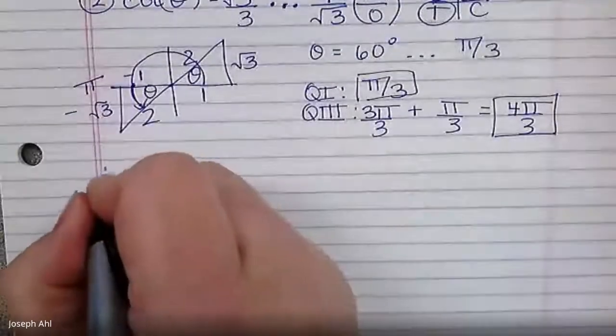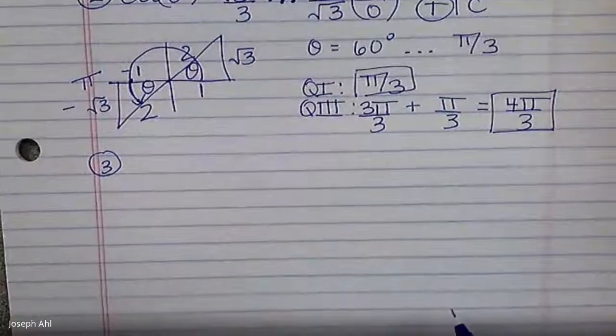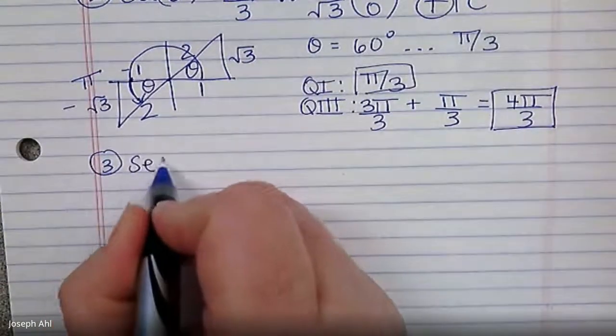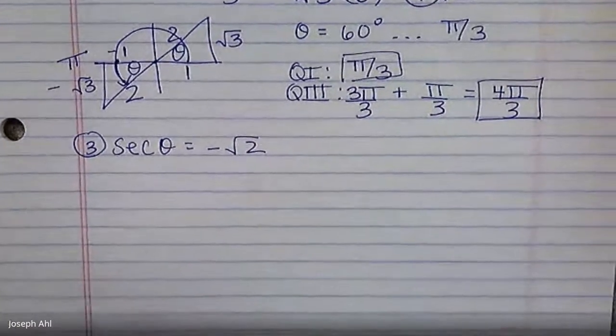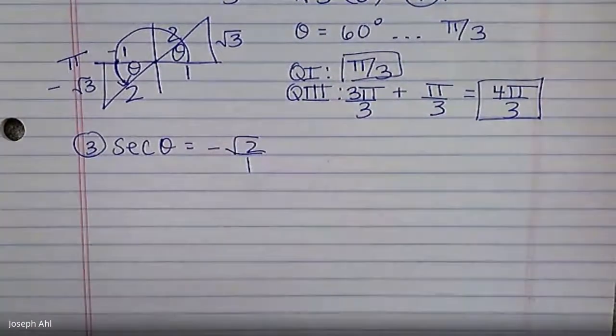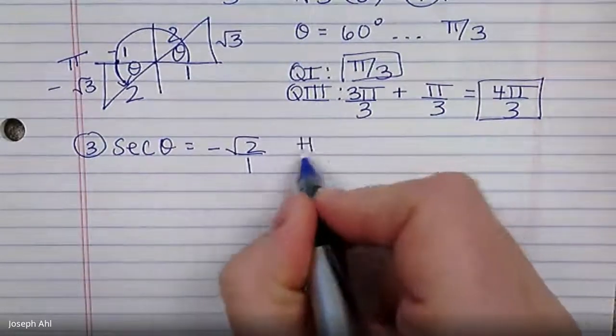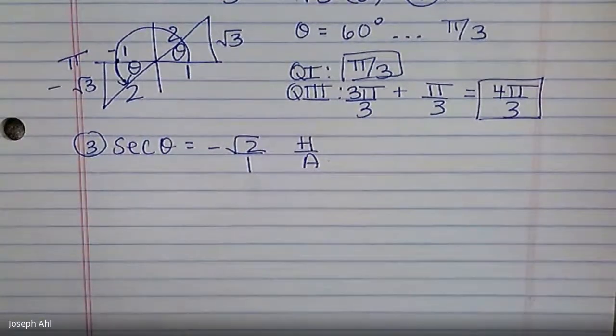It takes a little time to get used to that. All right, we're going to do two more. Secant theta equals negative radical 2. Going to put that over 1, make it a fraction. Secant, remember, reciprocal of cos. So we're doing hypotenuse over adjacent.